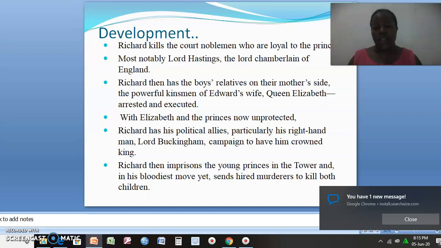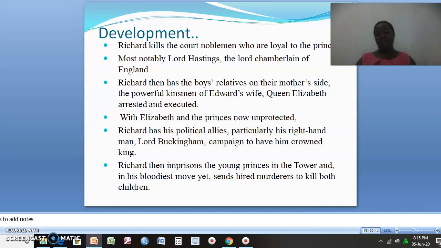So Richard has his political allies, particularly his right-hand man, Lord Buckingham, campaign for him to be crowned. Yes, we see in the text, when you go to the deep analysis of the text, Buckingham with the bishop and other people campaigning that he should be crowned the king, and he pretends that he's not in need of the leadership. He doesn't want to be the king. He feels it is other people that are persuading him to be crowned the king.